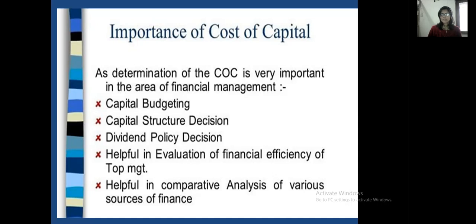Next is helpful in evaluation of financial efficiency of top management. Actually, top management take the important decision related to the investment and so many things. And these are the tools through which the top management decide whether we have to make investment or we have to refuse that particular project. That's why we are saying that it is helpful in evaluation of financial efficiency of top management, because according to these data or this information, they are going to take right decision at the right time.